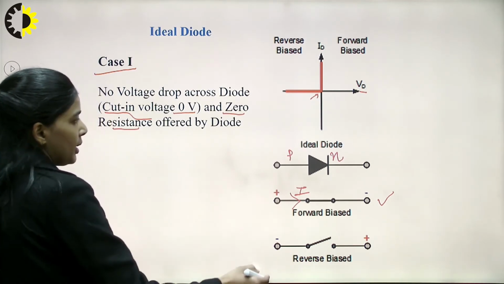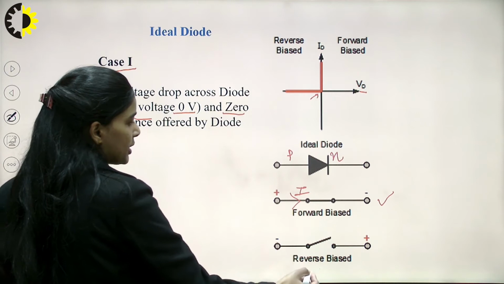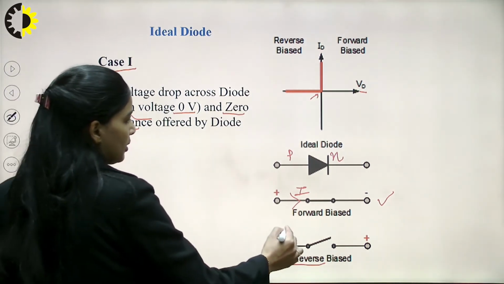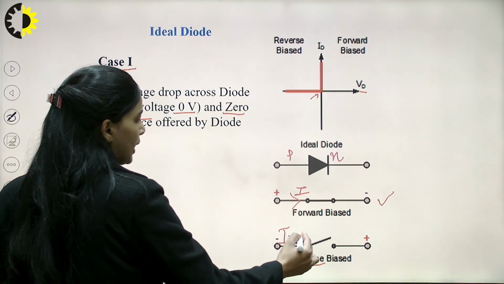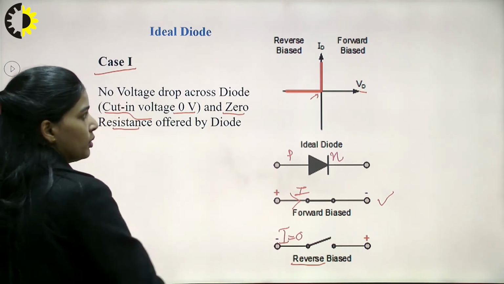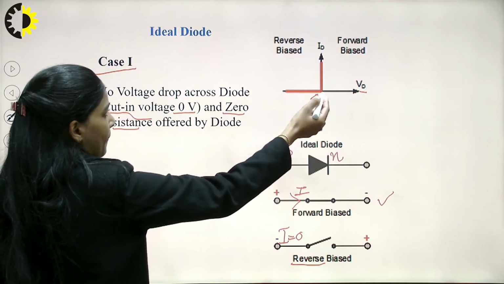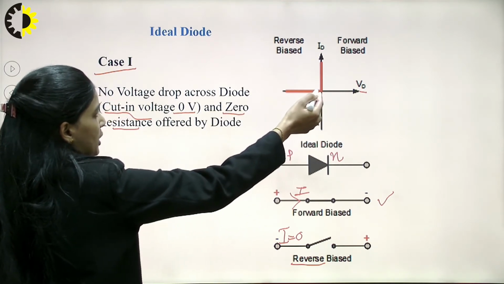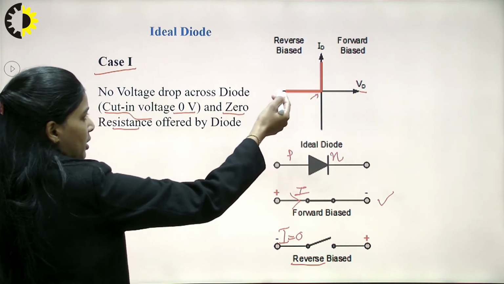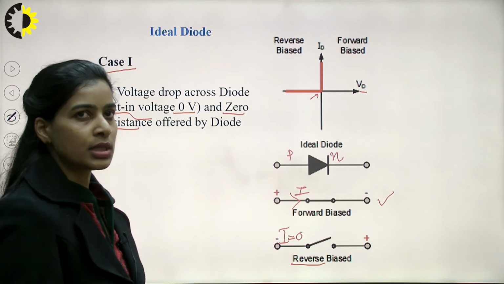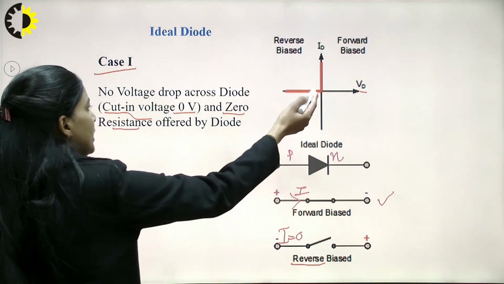So what will happen in the reverse biasing? In the reverse bias mode, it will act as an open switch and there will be no current flowing through the diode. So that zero current is represented by this horizontal line. The voltage across the diode is increasing in the reverse direction. Reverse direction means negative voltage across the diode, but the current is 0.